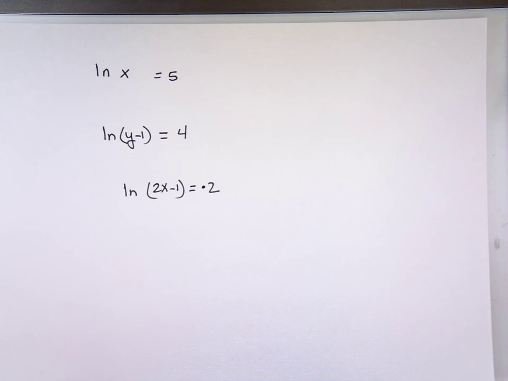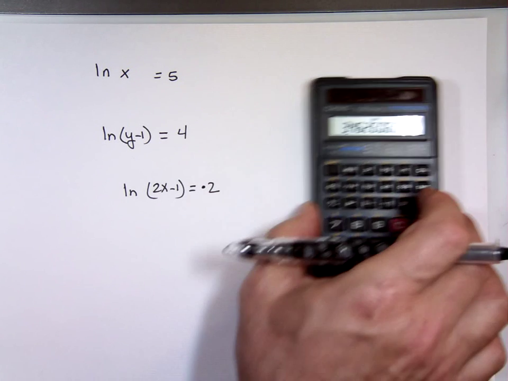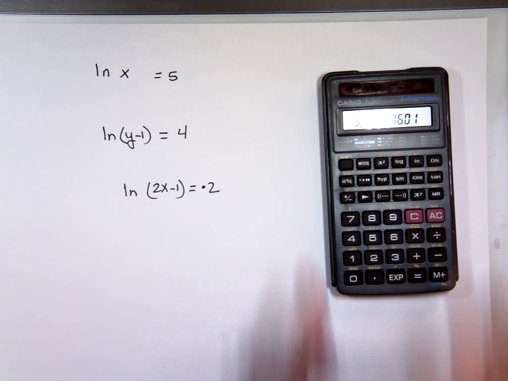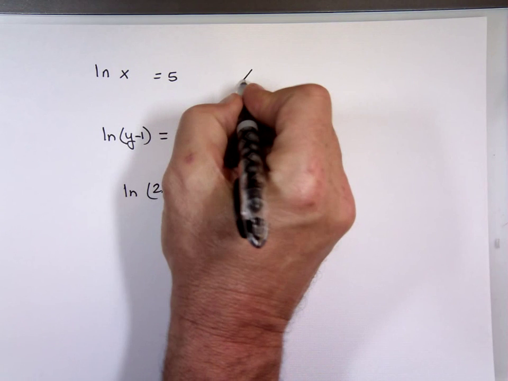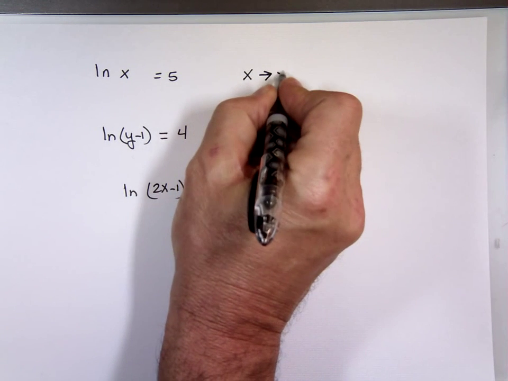Since I'm giving you the answer here, I have to use the key directly, the opposite to the natural log, which is actually the inverse. Let's look at the key directly over the natural log. What do you see? E to the x. So if you want to find x here, that's going to be e to the 5.